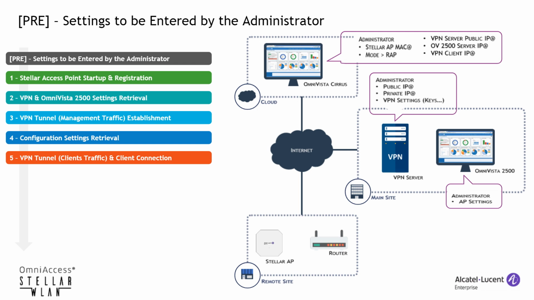On the VPN server, the main information to be entered is the public IP and private IP address. On the OmniVista 2500 server, the administrator should configure the SSID, authentication strategies, and radio frequency parameters the remote access point will use. There is no information to configure on the remote access point.